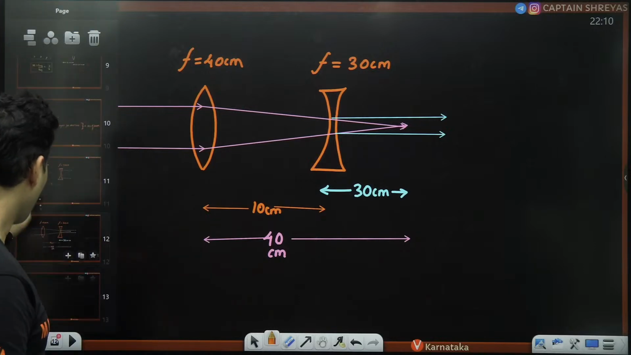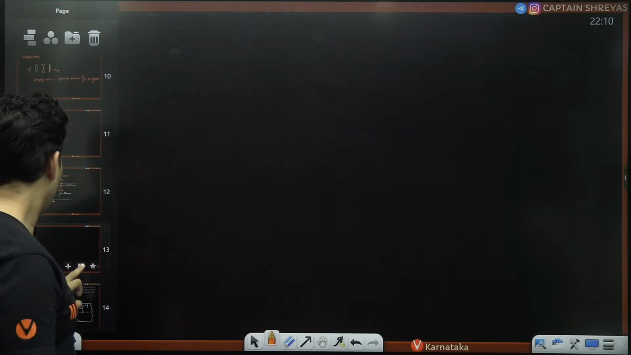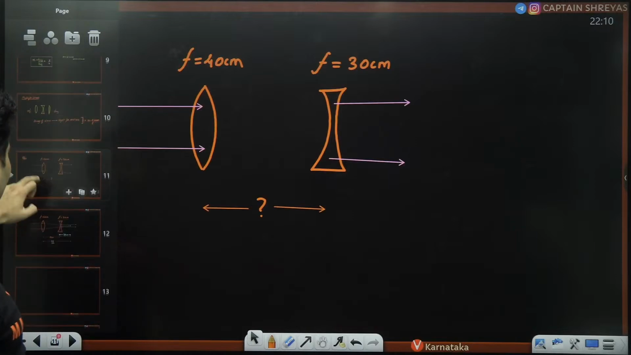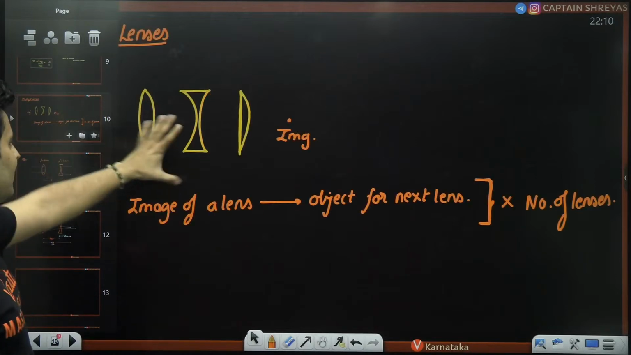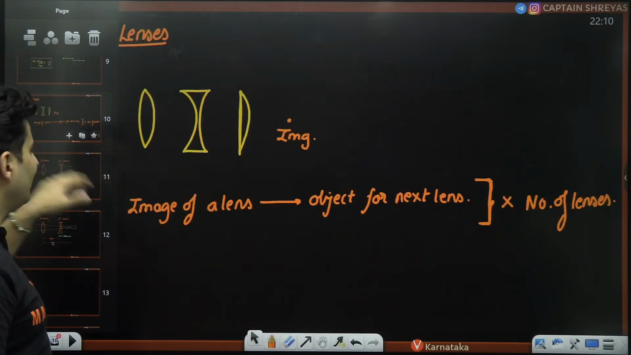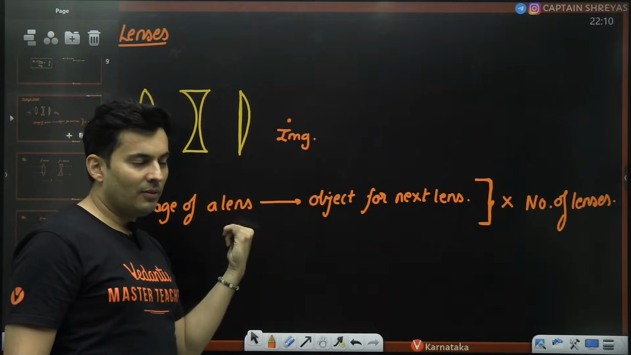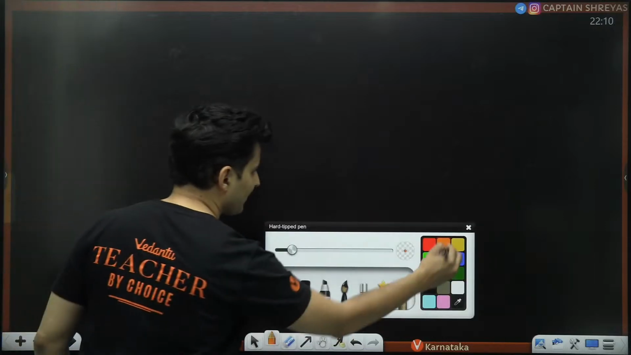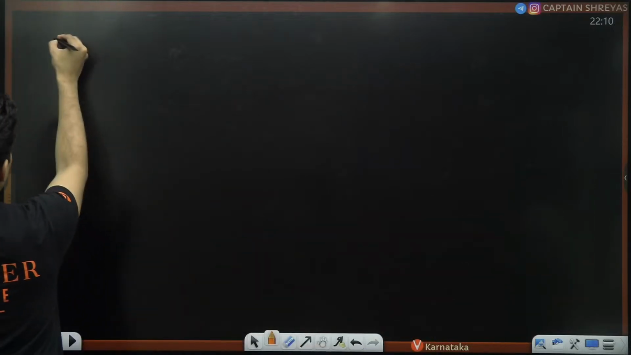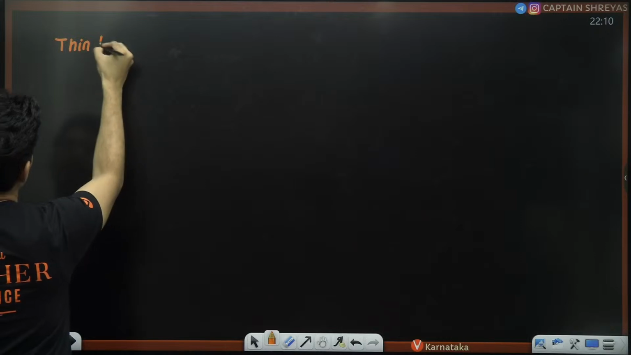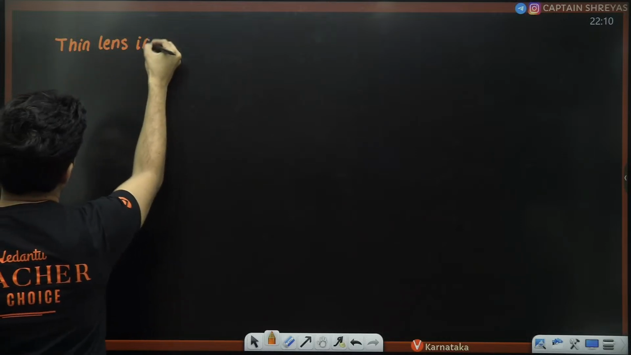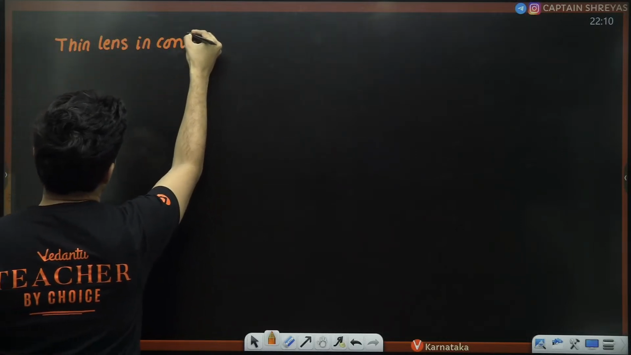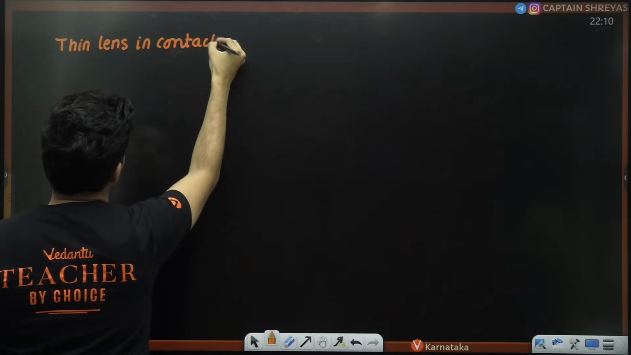Awesome. Now, usually you might not get these kind of problems, with multiple lenses placed at some distances where you have to make the image of one the object for the next. Most of the times what happens is you will see thin lenses in contact.